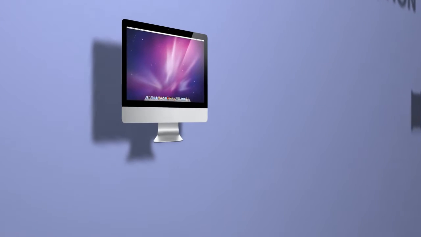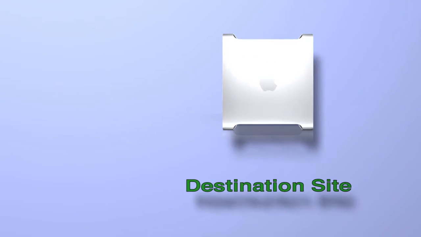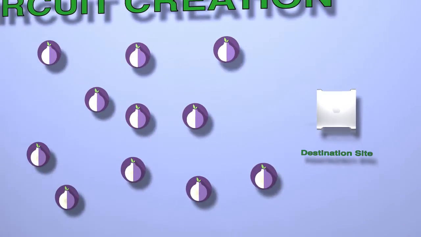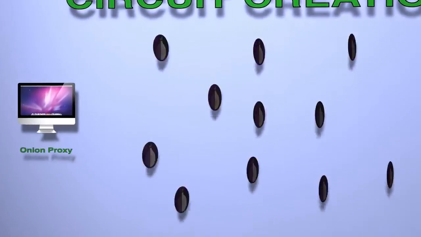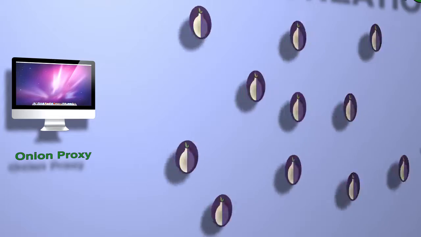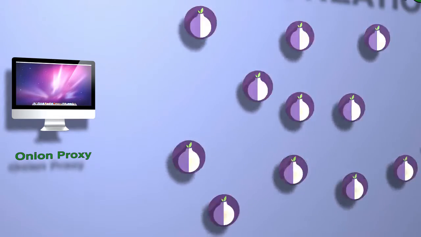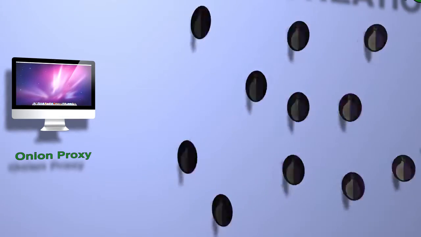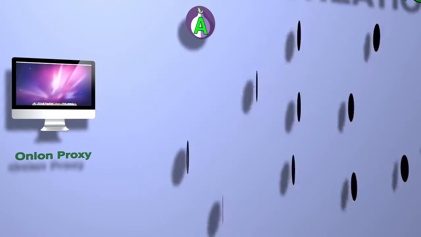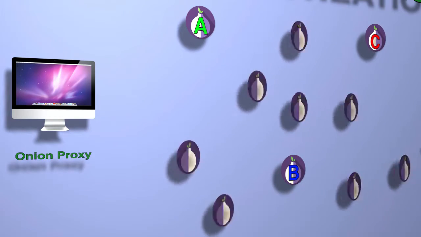To communicate with a destination site, the user's machine, the onion proxy, needs to build a pathway or circuit to the destination site. This is done through onion routers. The onion proxy begins by choosing onion routers at random to use as connecting nodes. For this example, let's say that the onion proxy has chosen the onion routers Alpha, Bravo, and Charlie.